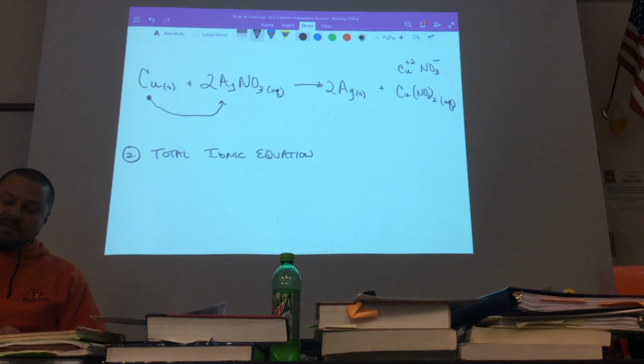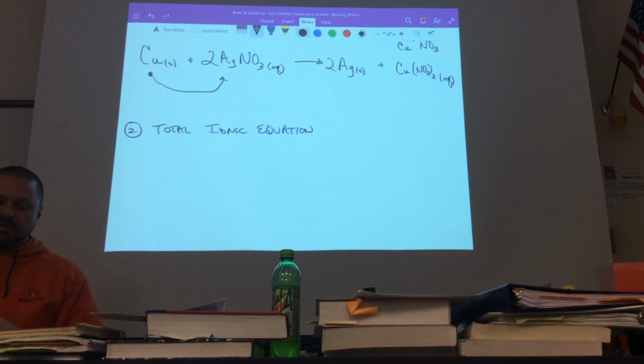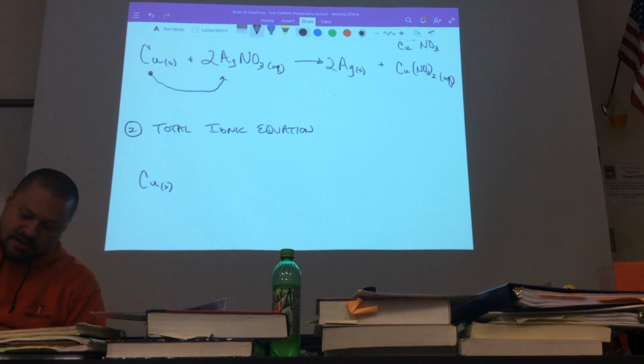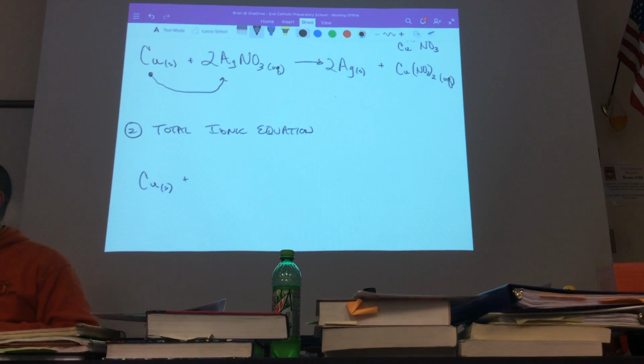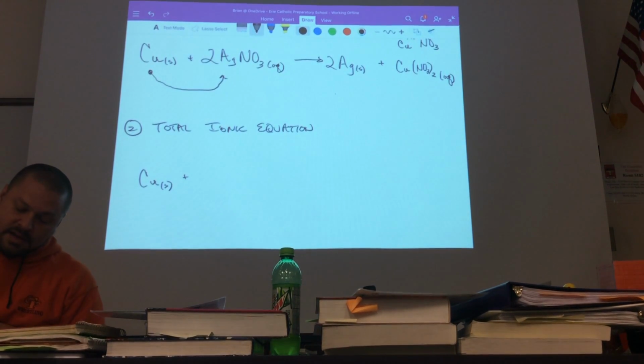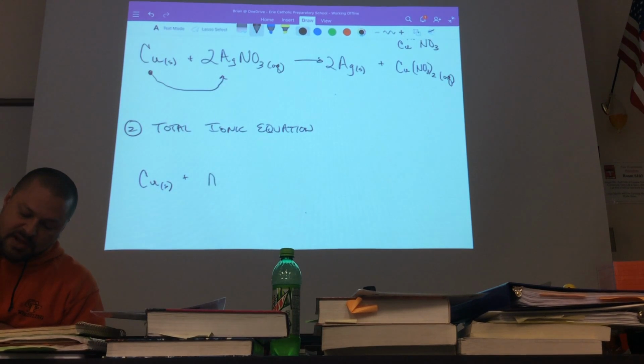So here's where I take everything that's aqueous and I rip it apart. If it's not aqueous, leave it alone. So my copper just comes down because it's not aqueous. And then I'm going to split up, there's 4 things I got to split. When I split something up, there's 4 things.